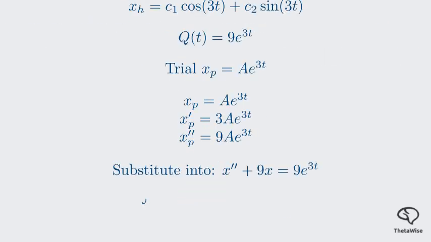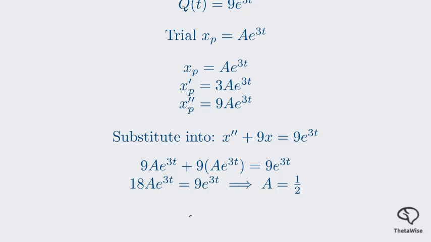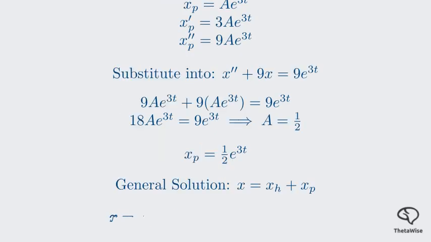Plugging these into the original equation, we get 9ae to the 3t plus 9 times ae to the 3t equals 9e to the 3t. This simplifies to 18a e to the 3t equals 9e to the 3t, which gives us a equals 1/2. So our particular solution is x sub p equals 1/2 e to the 3t. The general solution is x equals x sub h plus x sub p. x equals c1 cosine 3t plus c2 sine 3t plus 1/2 e to the 3t.